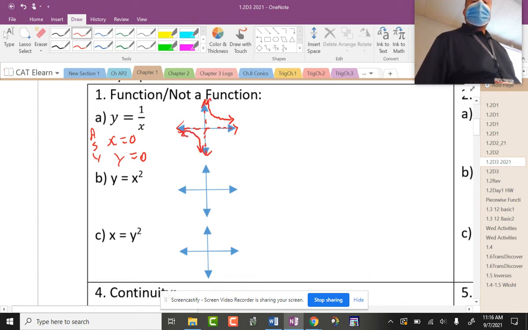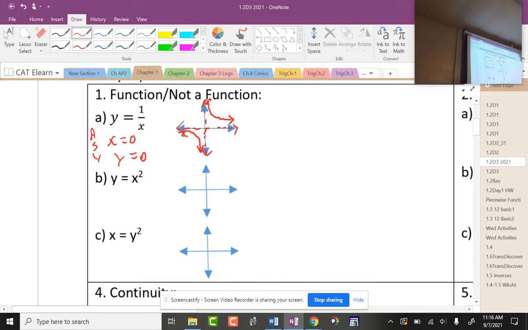I could plug in points. Input, output. It's kind of tough though. When I plug in 1, I do get 1, the point (1, 1). When I plug in -1, I do get -1. So those are interesting points. But notice when I plug in 2, 3, 4, 1/2, 1/3, 1/4, those outputs are getting smaller. As I keep plugging it in, you almost get to 0. So that's why we have a horizontal asymptote there.